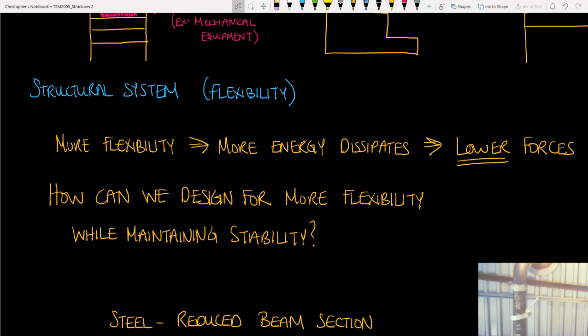But of course, we cannot have too much flexibility, or we will run into issues with stability. Ultimately, it's not the earthquake that brings the building down, it is gravity. So if we allow the building to sway too far, gravity may take over and cause the building to collapse, even though our forces were actually quite small. So with seismic forces, we need to pay close attention to both strength and stability. And so we need to control where this flexibility, or where this stretching, occurs in our building.